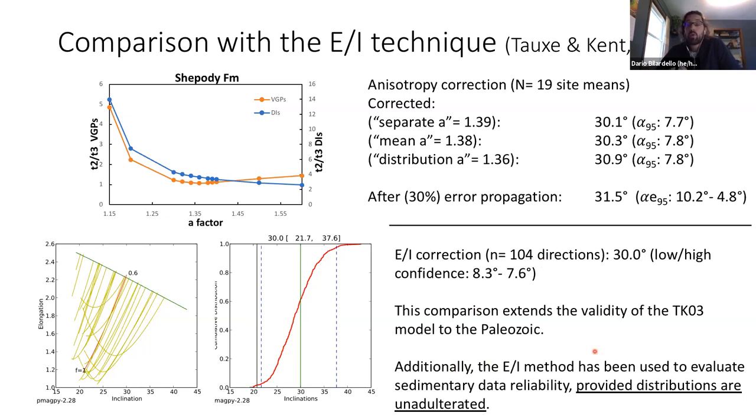So whenever you do apply inclination corrections, you want to make sure that you're looking at the distributions, and these should not be modified in any way.